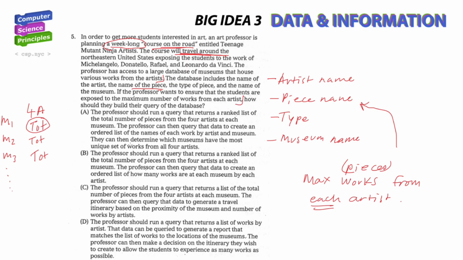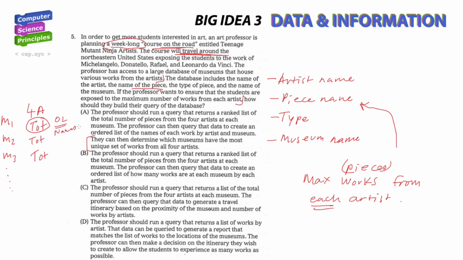Okay, and they can then determine which museums have the most unique set of works from all 4 artists. So that kind of seems reasonable. Let's just go right into the middle. The professor can then query to create an ordered list, so an ordered list from each of the names of each work by artist and museum.